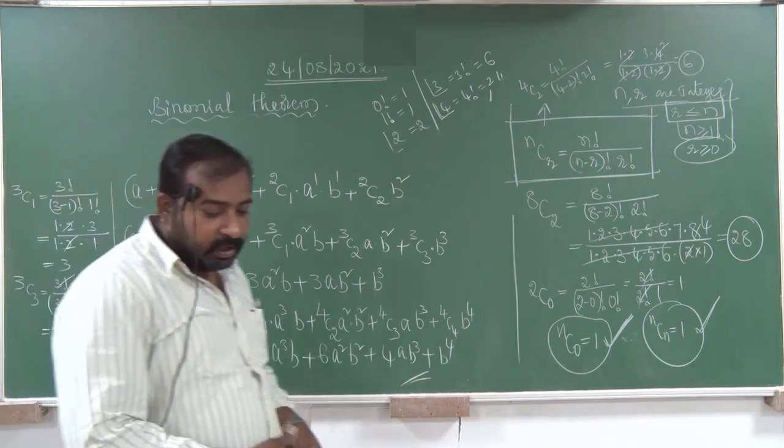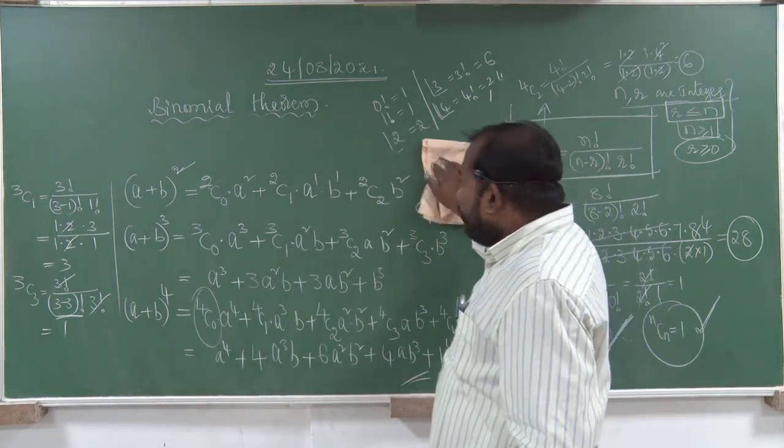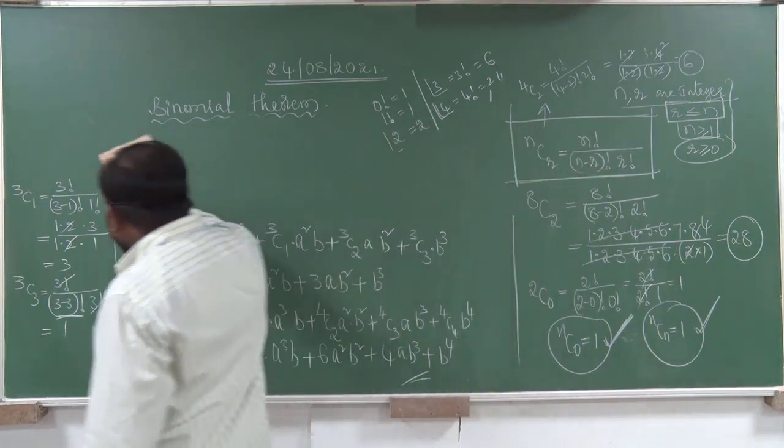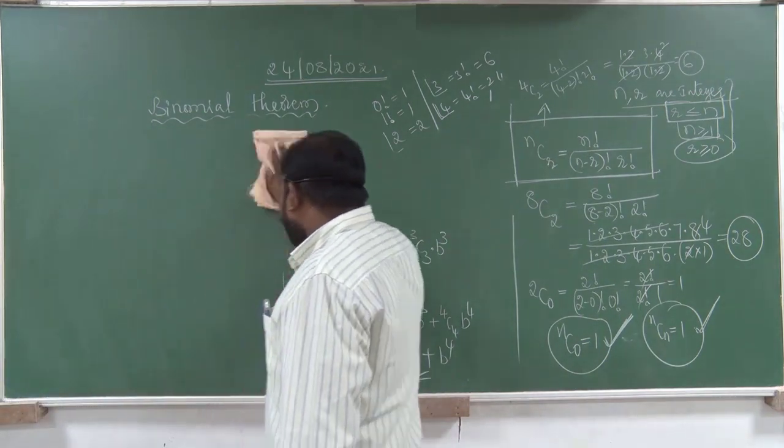Now, basing on this, your target is to try the (a plus b) whole power 5 expansion. What is the (a plus b) whole power 5 expansion? Do it.